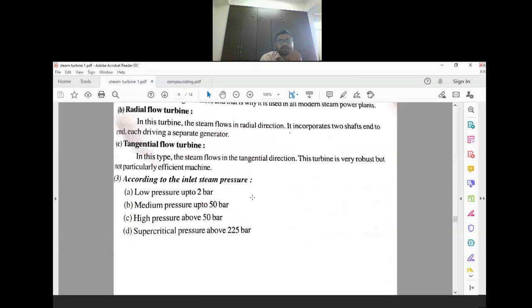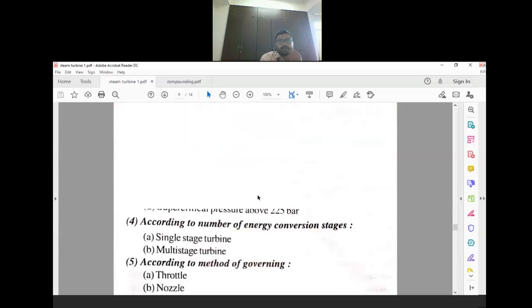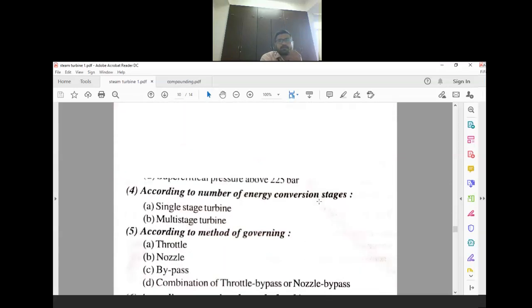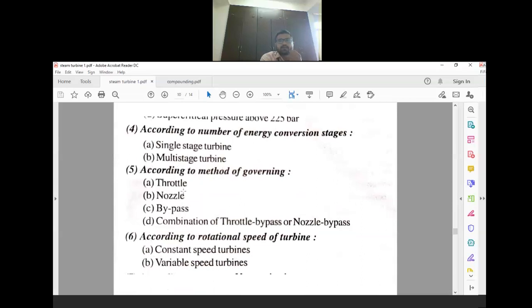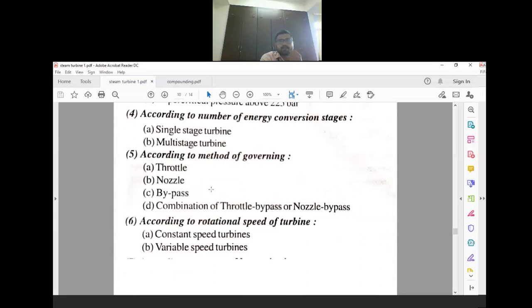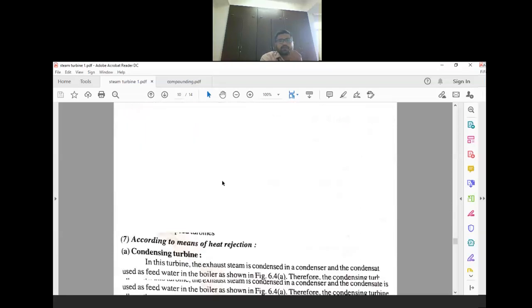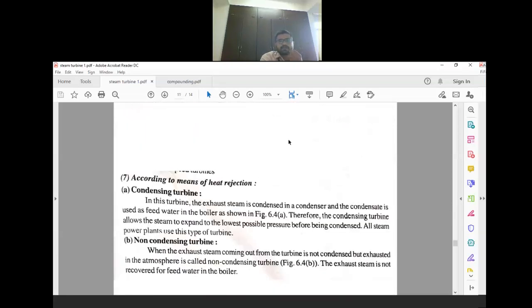So according to inlet pressure, different types are there. Then according to number of conversion stages, single stage and multi stage, we will discuss later on in this chapter. Then according to governing, these also we will discuss in detail in this chapter. Clear? So now according to means of heat rejection, suppose after the turbine, steam is going towards the condenser. That type of turbine is known as a condensing turbine. And if you are not utilizing any condenser, that is basically known as a non condensing turbine.